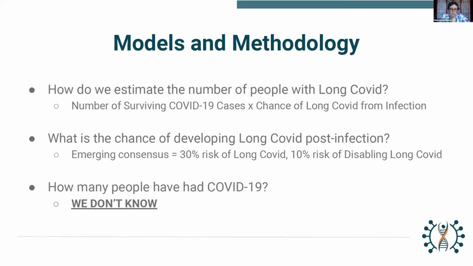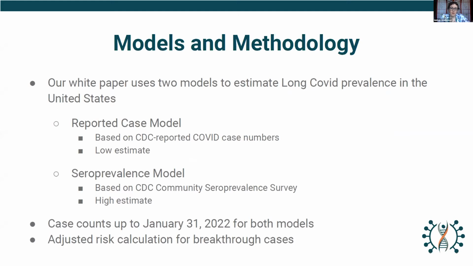So that brings me to the second part of our calculation for how many people have long COVID, which is how many people have had COVID-19. And that question is a lot more difficult to answer than you would think. Next slide. So we constructed 2 models in our white paper to try and estimate long COVID prevalence using 2 data sets that are released by the CDC about COVID prevalence numbers in the United States.